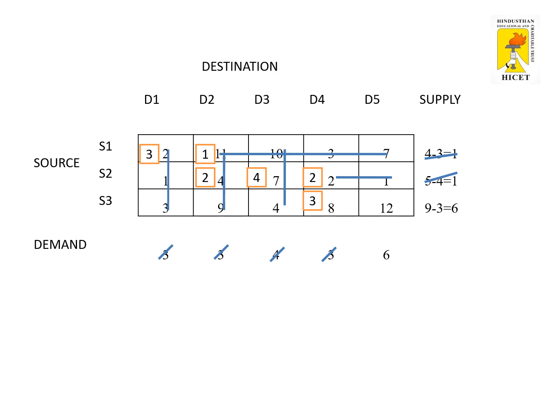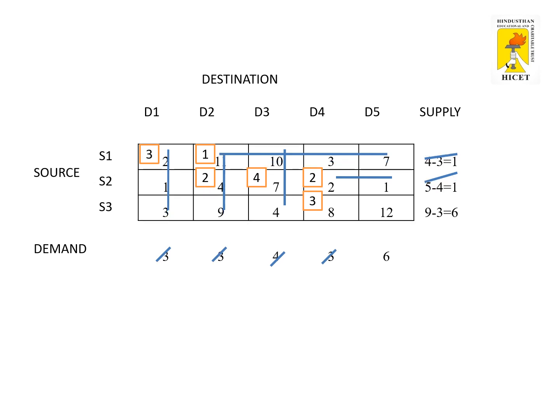In the last remaining cell, the demand and supply for the respective column and row are equal, which is cell S3, D5. In this case, the supply from S3 and the demand for D5 were both 6. So at last, nothing remained for any row or column.